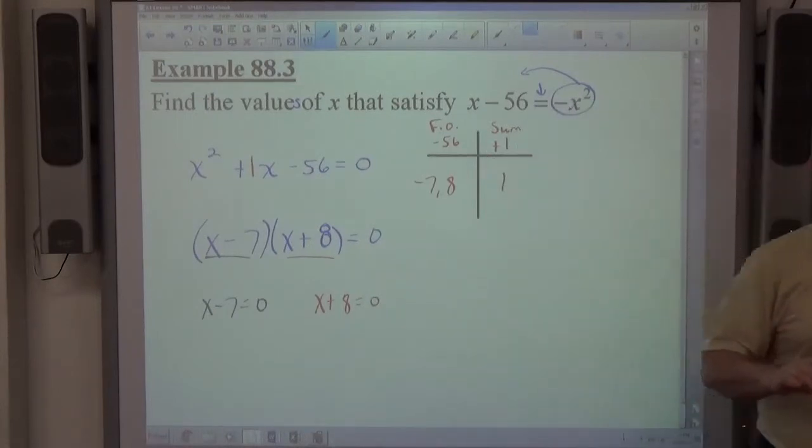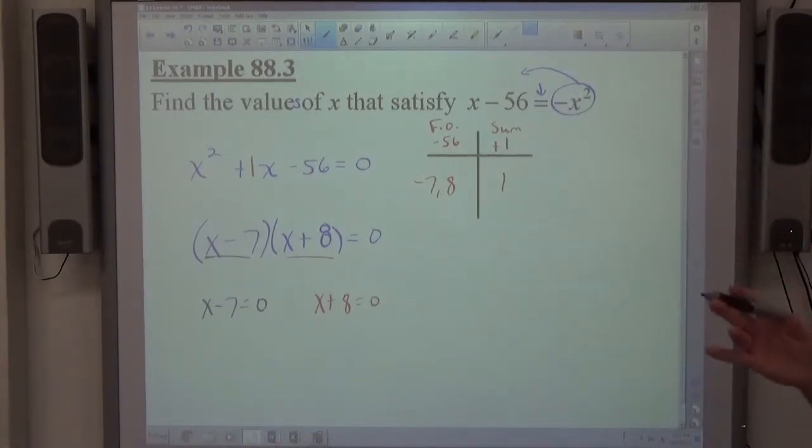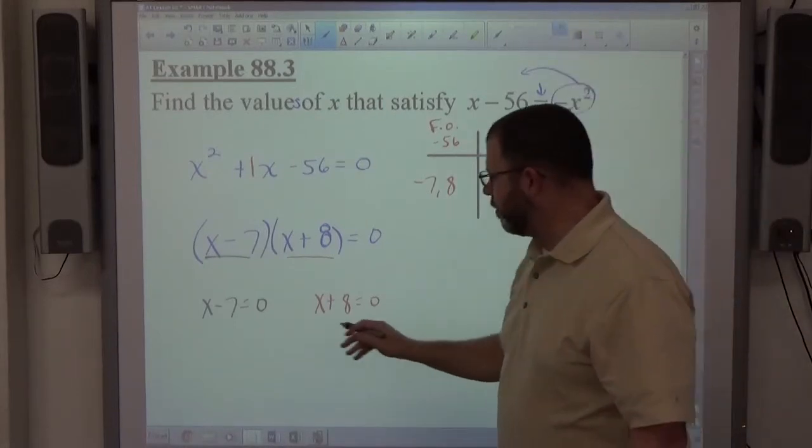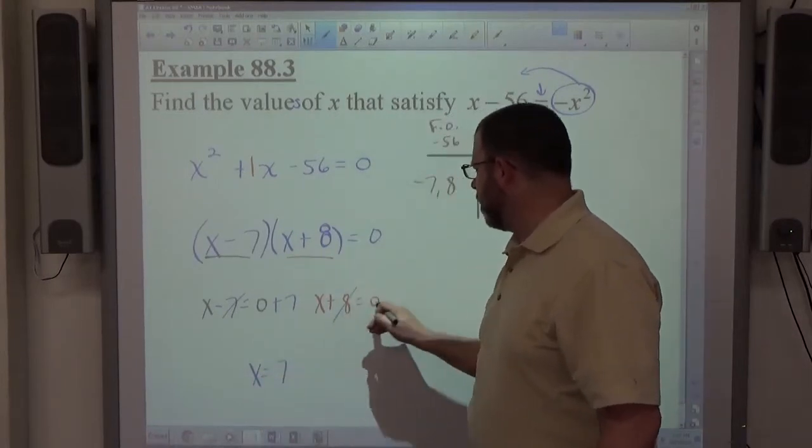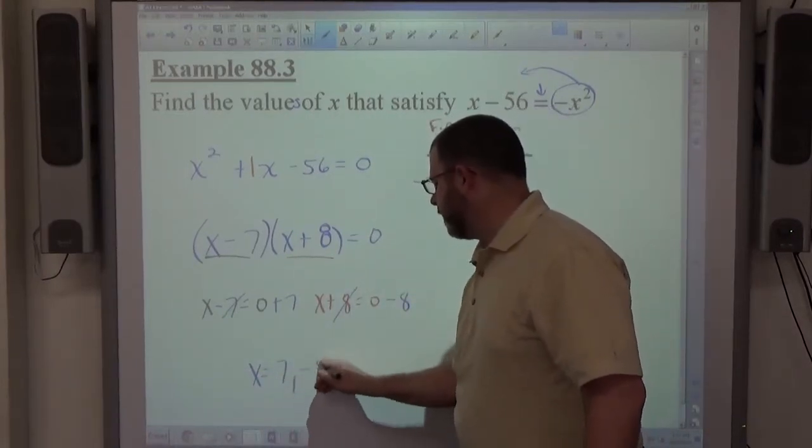Again, every single time you get to that factored form equal to 0, factor 1 equals 0, or factor 2 equals 0. Then we simply solve each equation individually. Move the 7 over, change the sign, that gets me x equals 7. Move the 8 over, change the sign, that gets me x equals negative 8.